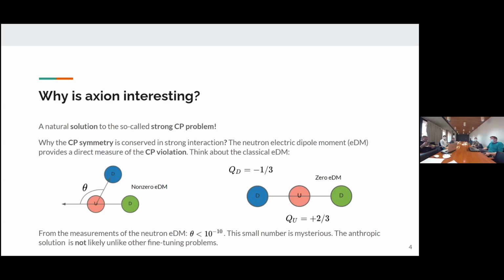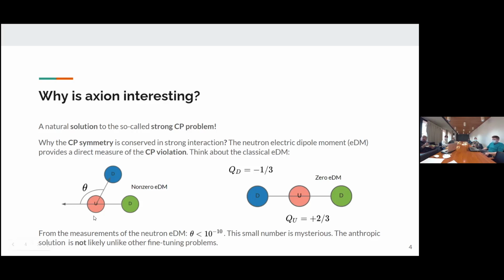And now we can think about the electric dipole moment just classically. We have three quarks, two down quarks and one up quark. Just to remind you, the up quark has a charge of plus 2/3, and the down quark has a charge of minus 1/3. And then naturally you would expect there will be some angle between these two lines, some theta angle. Therefore, you can do your classical calculation. You sum over the charge times position. You will find if this theta angle is non-zero, then you naturally have some non-zero electric dipole moment.